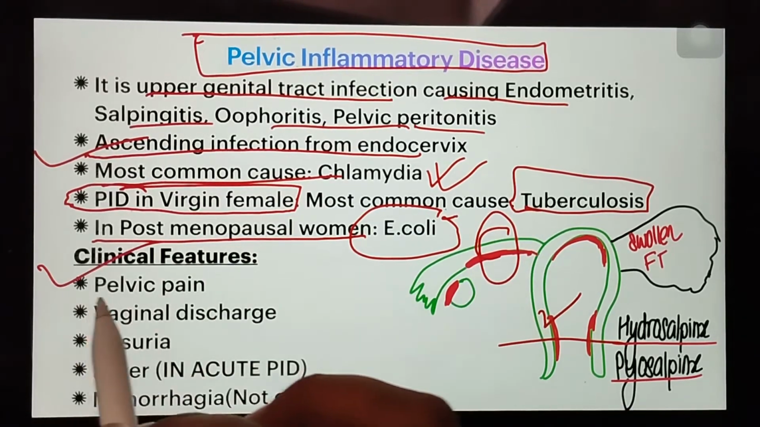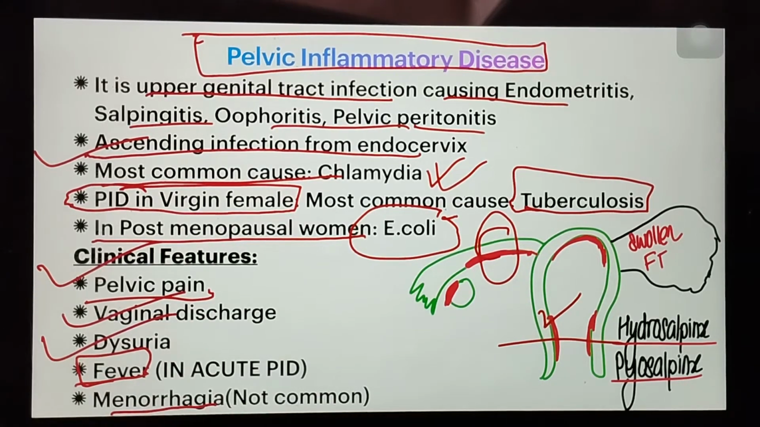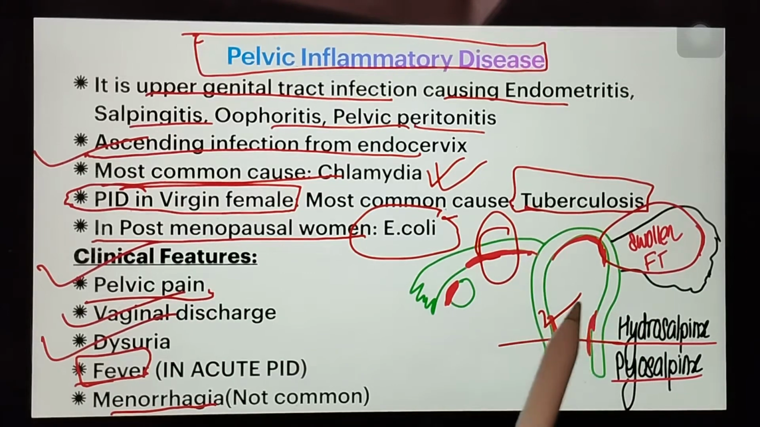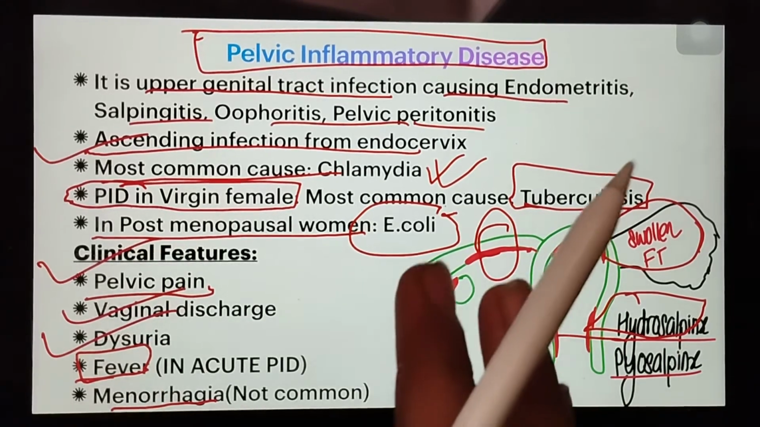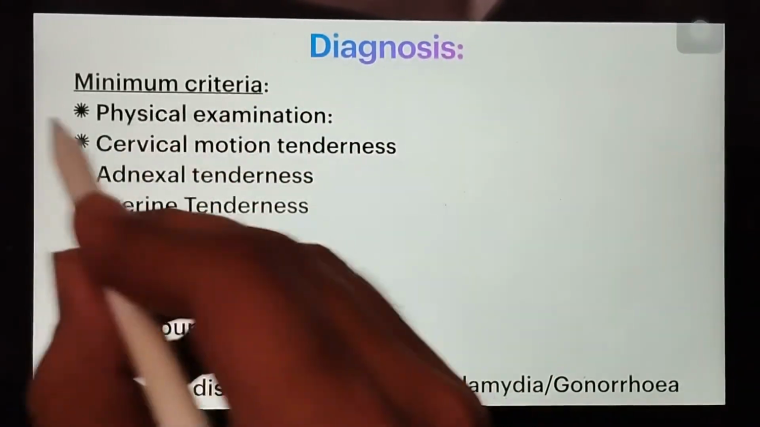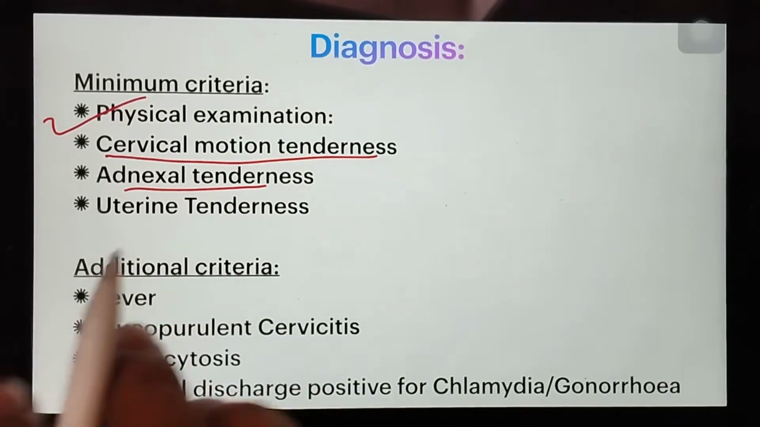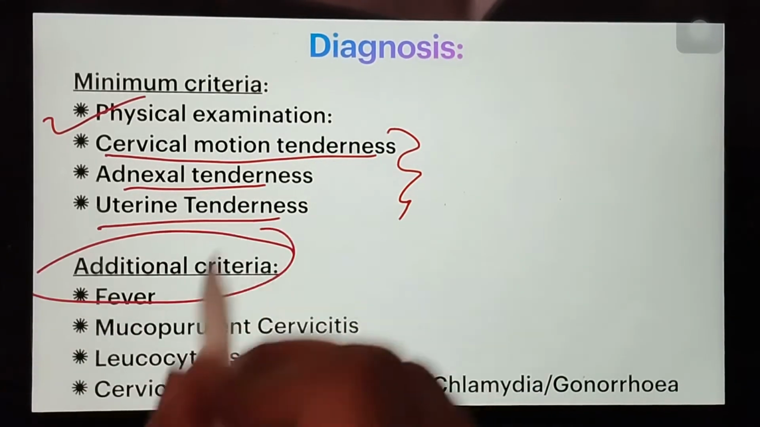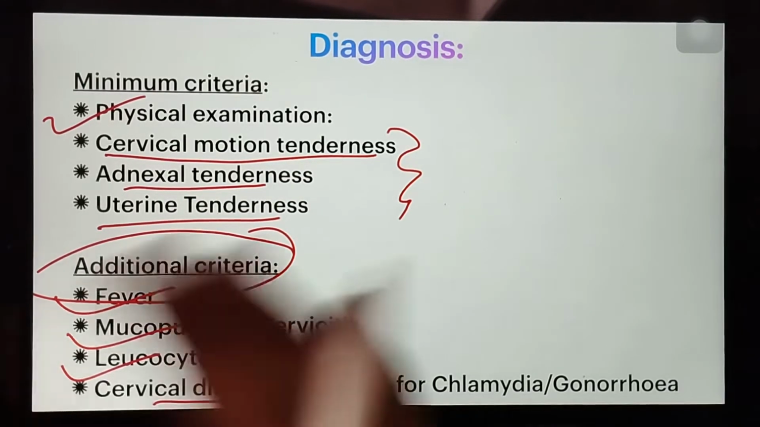So clinical features of PID are pelvic pain, vaginal discharge, dysuria, fever, mostly seen in acute PID, and menorrhagia, not very common but can also be seen. There can be a swollen fallopian tube: if there is accumulation of water, hydrosalpinx, and if there is accumulation of pus, pyosalpinx can occur. For the diagnosis of PID, the minimum criteria are on physical examination, which we have already talked about: cervical motion tenderness, adnexal tenderness, and uterine tenderness must be checked. The additional criteria are fever, mucopurulent cervicitis, leukocytosis, and cervical discharge positive for chlamydia or gonorrhea.